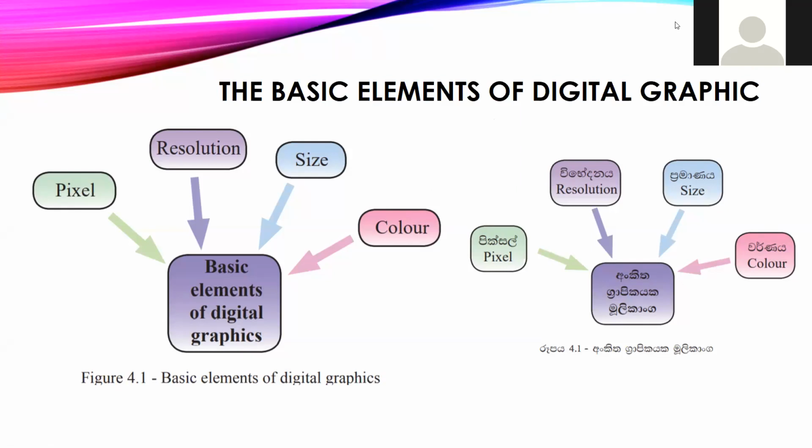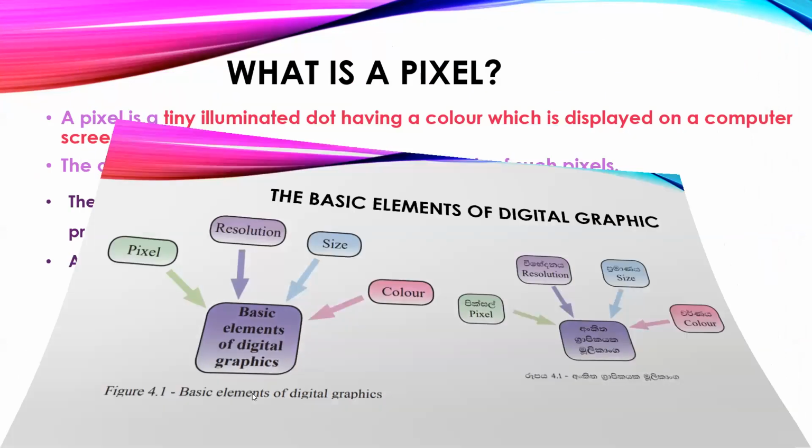High quality. Yes, if it has a high pixel rate, that means the quality is also high. So that's why you consider the pixel rate when purchasing a mobile phone, no? Okay, so after resolution, we have also discussed size, right? And another one is color, right? So those are the basic elements of a digital image, right?